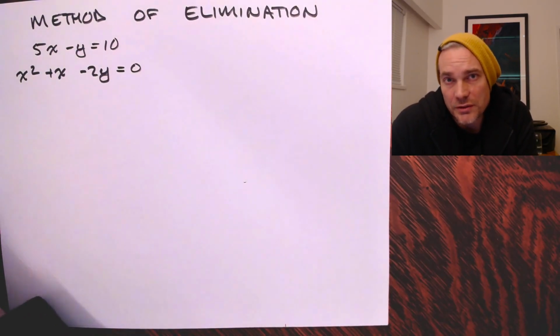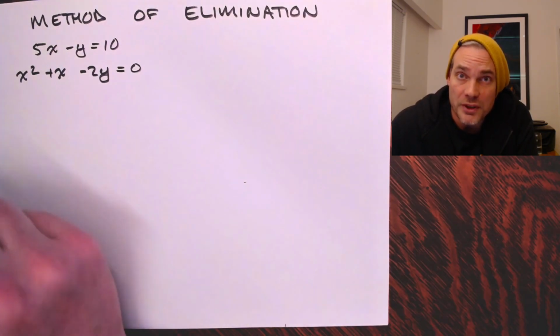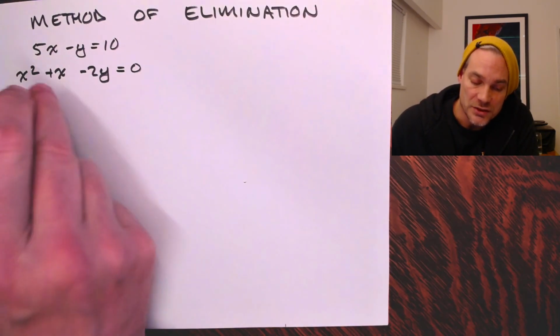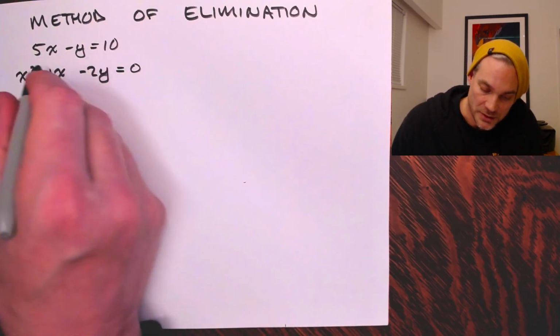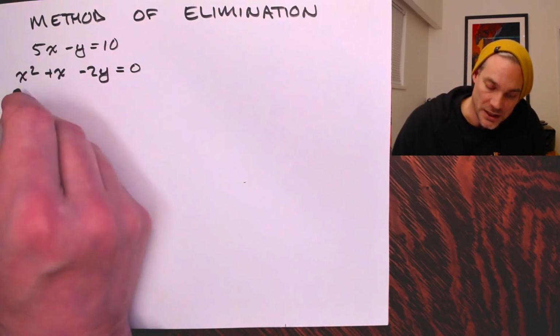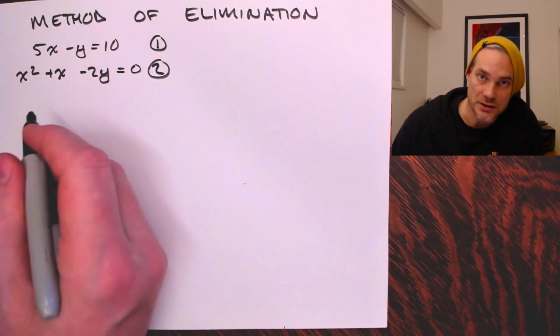So in this, we're going to go over the method of elimination. And this is a technique for eliminating variables by using two different equations. So let's just say we have these two equations. We have a line and we have a quadratic. And I'm going to call this equation 1, and I'm going to call this equation 2.